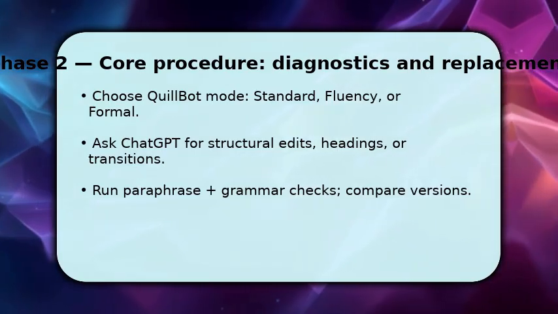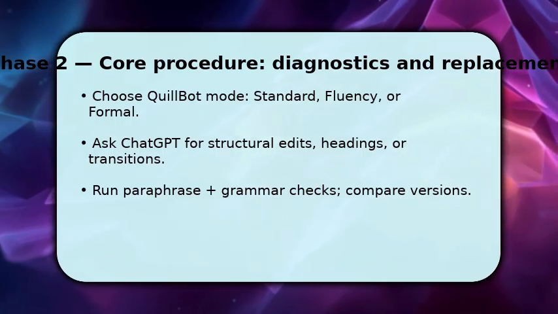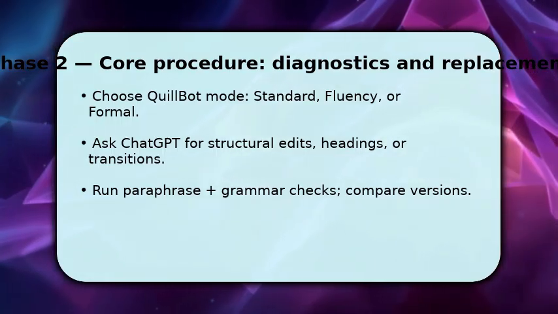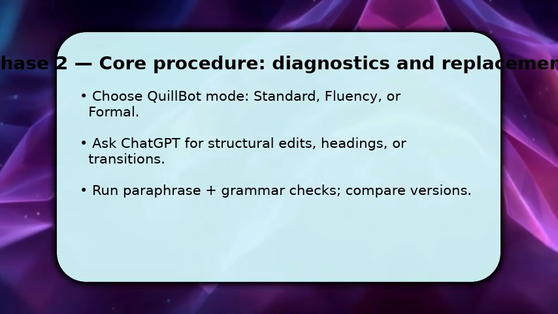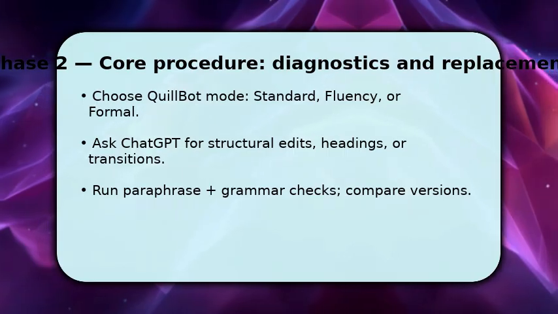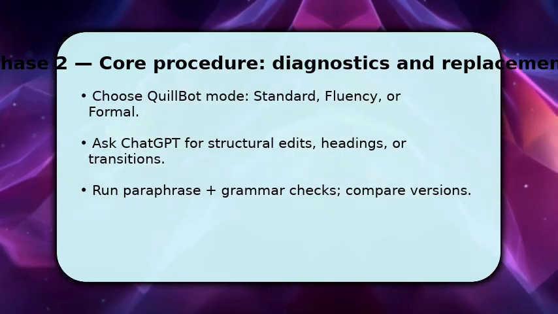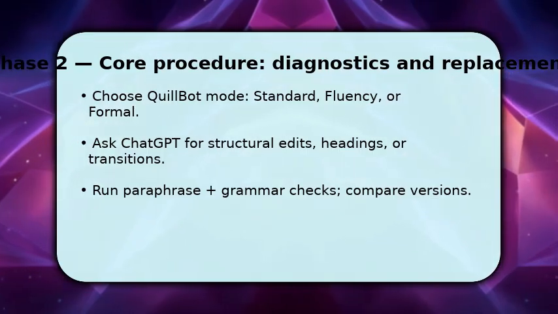For example, ask ChatGPT for 3 possible intros and 1-sentence transitions, then run each through Quillbot to tighten language and remove repetition. Make sure to keep original meaning by checking key facts and numbers. If tone drifts, instruct both tools with explicit adjectives and examples so the final piece matches your intent.